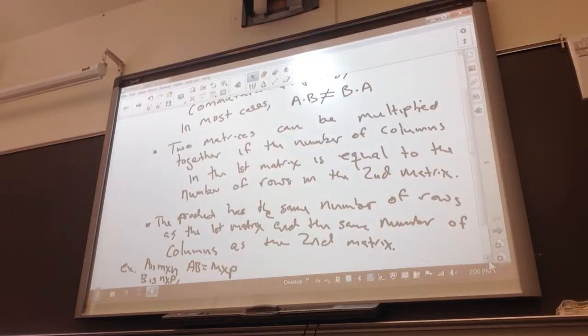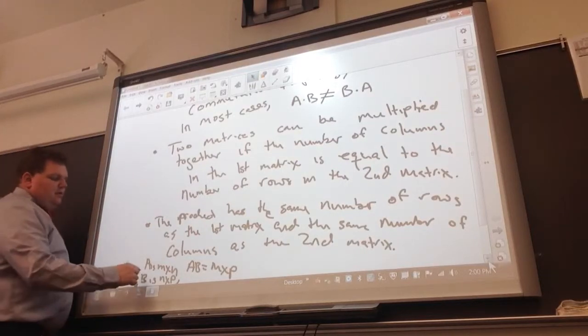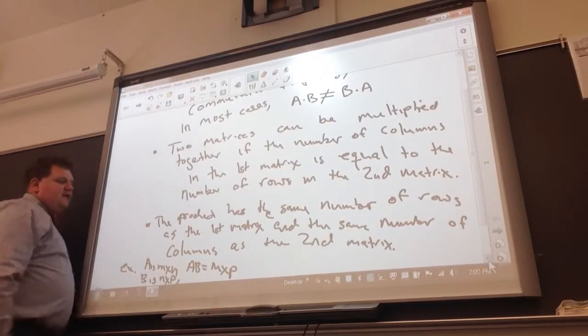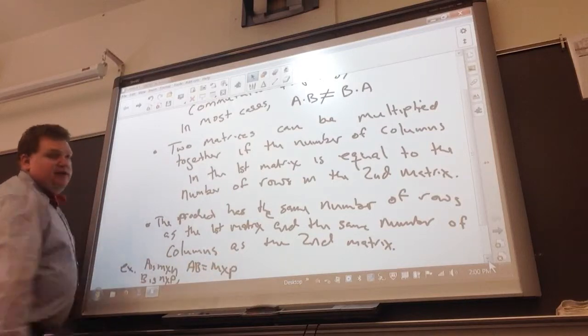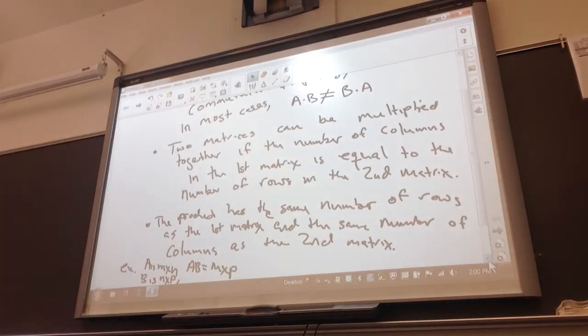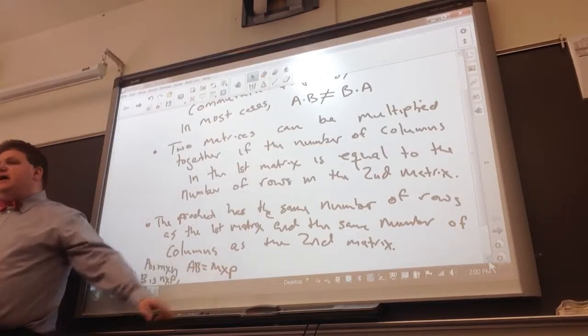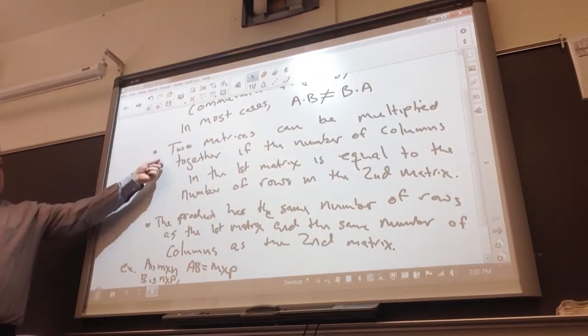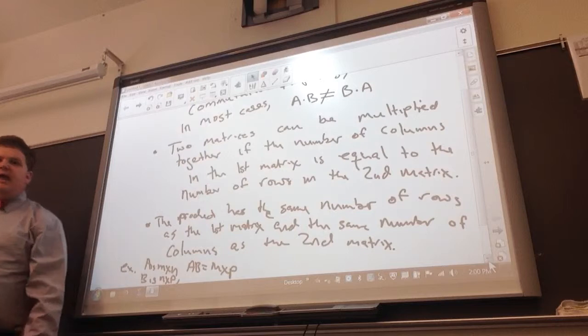The main important thing to remember is that basically the columns of the first match the rows of the second. This will fall away naturally. When you actually do the multiplication, it'll always just end up being the way of this property down here. So this is the one to try to remember. Any questions?